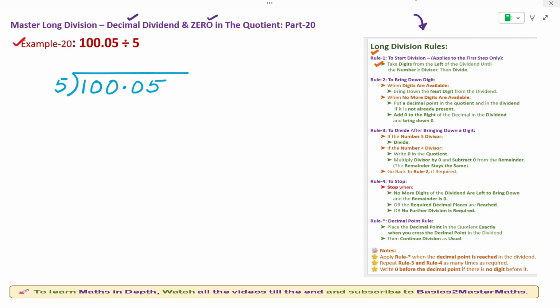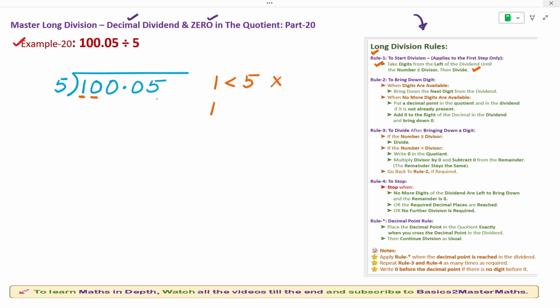Take the digits from the left of the dividend until the number is greater than or equal to the divisor. Then divide. In this case, the leftmost digit of the dividend is 1, which is less than the divisor 5. So, division is not possible. As per rule 1, consider the next digit also.